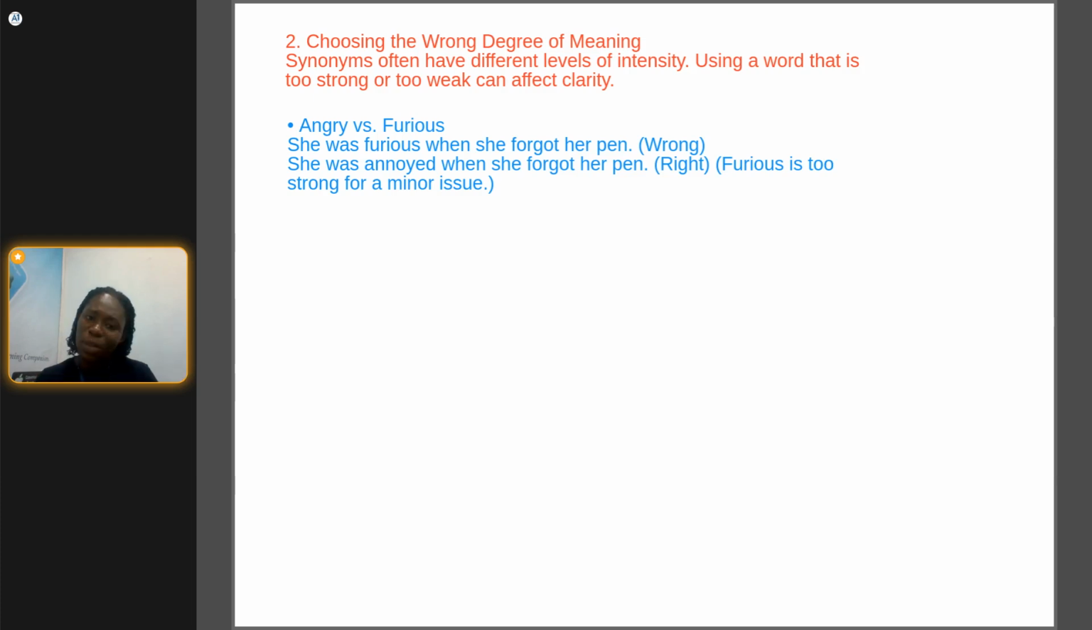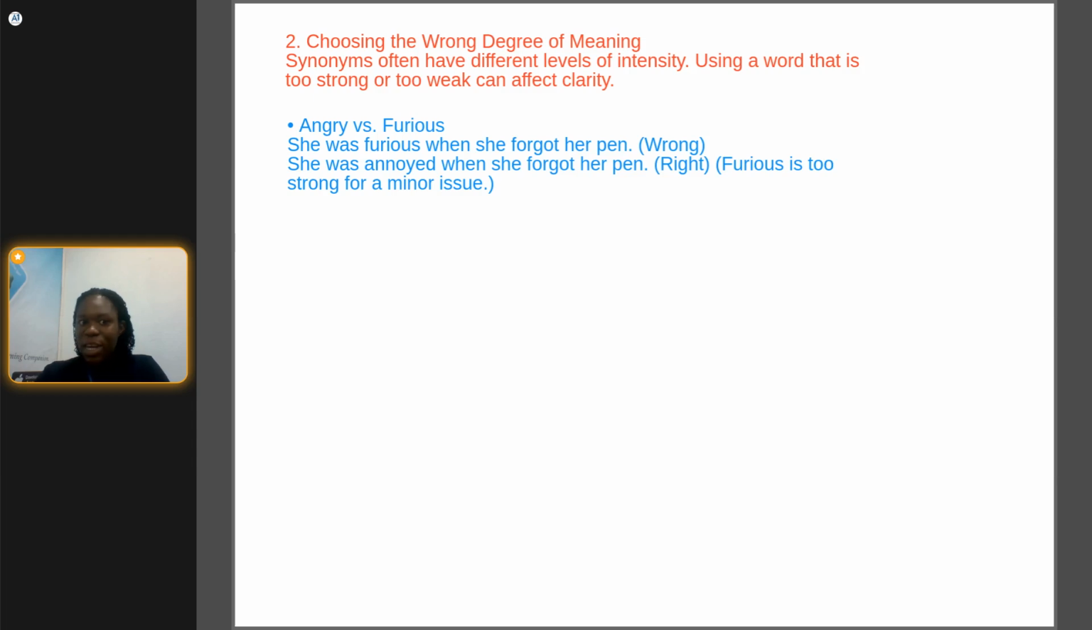Of course, you need to look at context. Context will help you know that furious is too strong a word. All right, she was furious. She just forgot her pen. Why should she be furious? She could be annoyed. Annoyed is milder. Annoyed is the perfect one here. So you can say that angry or annoyed is the mild version of furious, even though both can be used interchangeably.